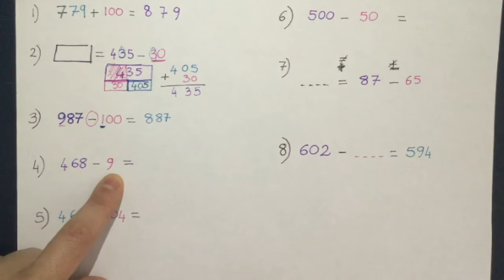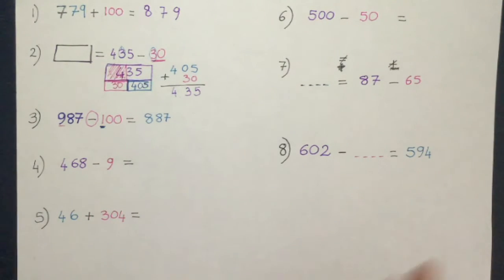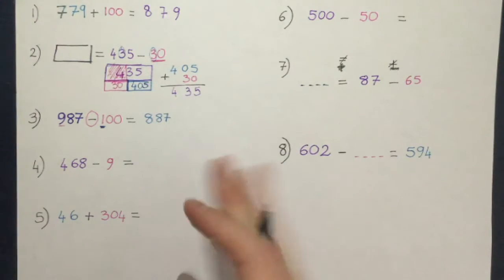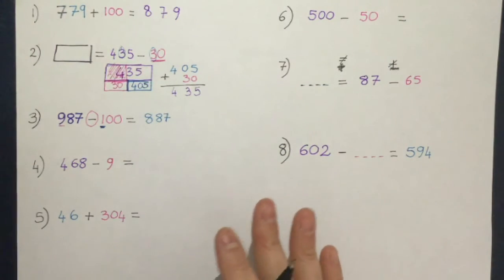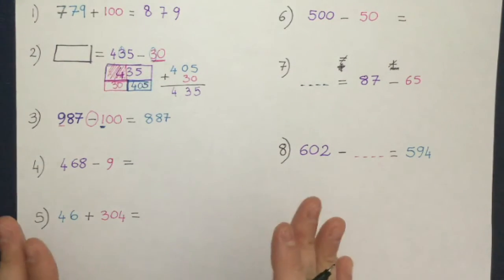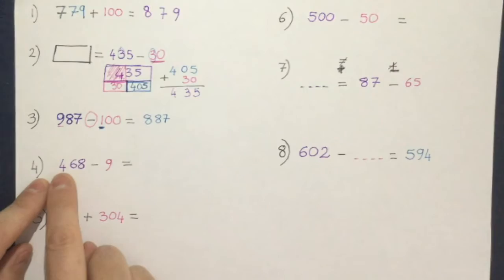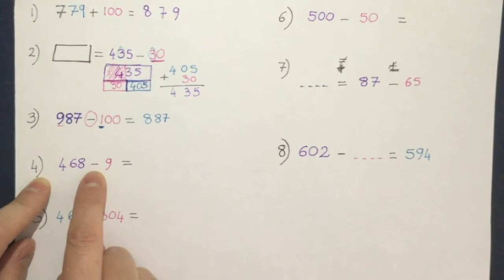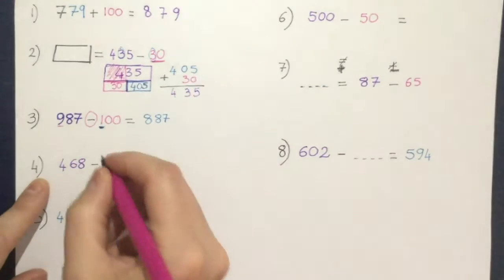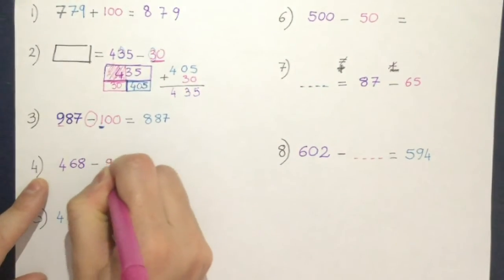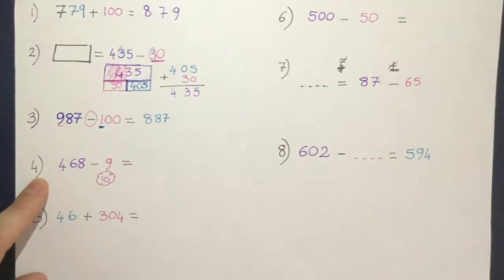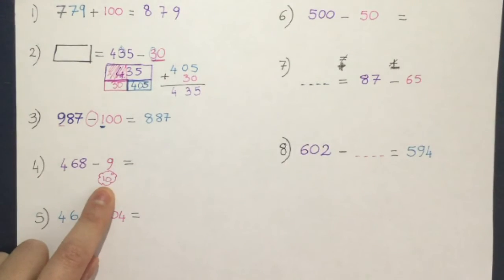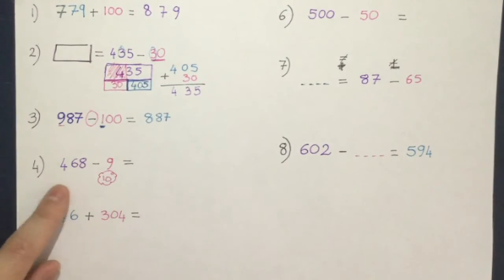468, take away 9 equals. This is a 1 digit. Maybe there is a quick way to do that. If I estimate, 9 is roughly 10. Okay? 468. Take away. Imagine that this is 10. Okay? Let's imagine that this is 10 to make it easier, because it's easier to take away multiples of 10.